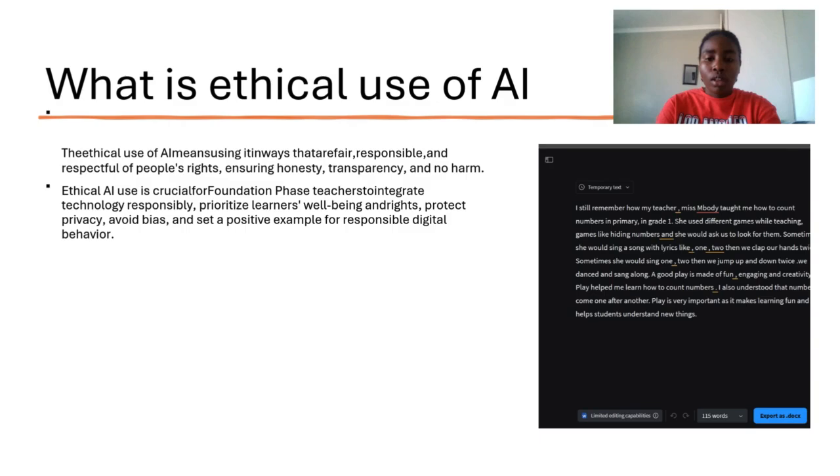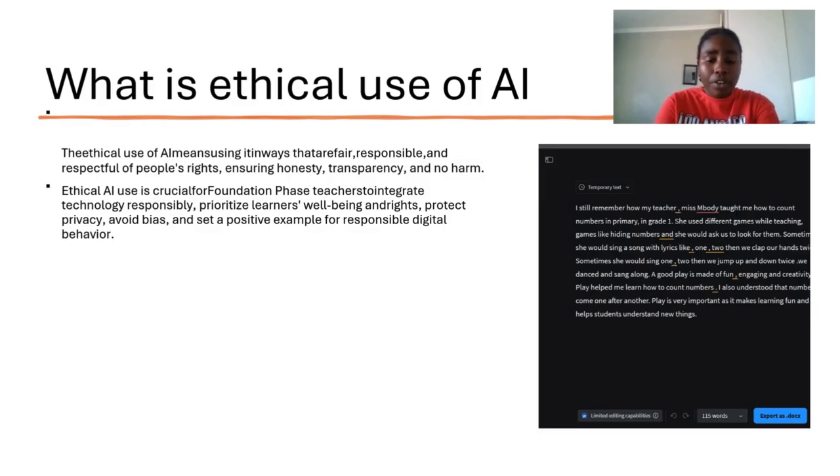What is ethical use of AI? Ethical use of AI means using AI in a fair and responsible way, respecting other people's rights, ensuring honesty, transparency, and no harm. On your right hand, there's an example of how I use AI. Here I used AI to fix grammar in my assignment.